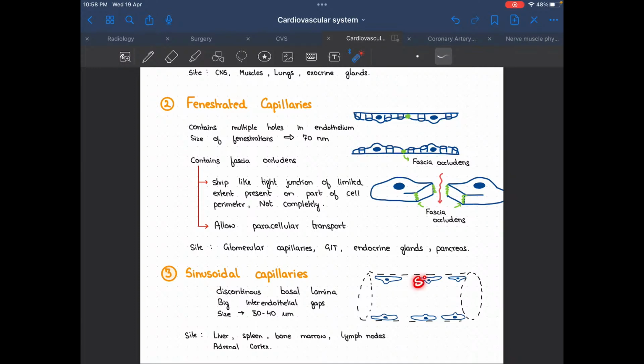What are the examples? Mainly it's the spleen, or I can say the liver sinusoids, or the sinusoids in the bone marrow, which is why the megakaryocyte can enter through them, okay? Or the lymph nodes, where we also had sinusoids. All of them are your sinusoidal capillaries.